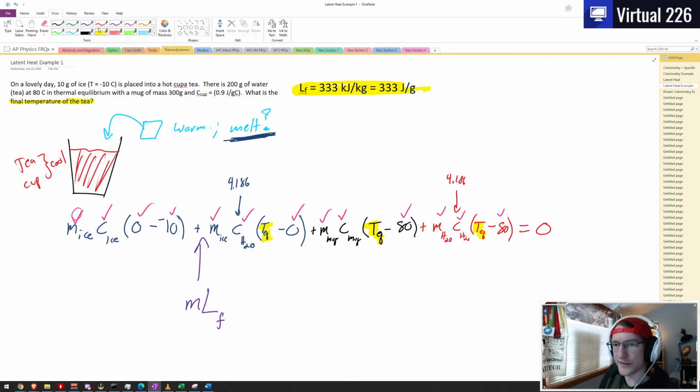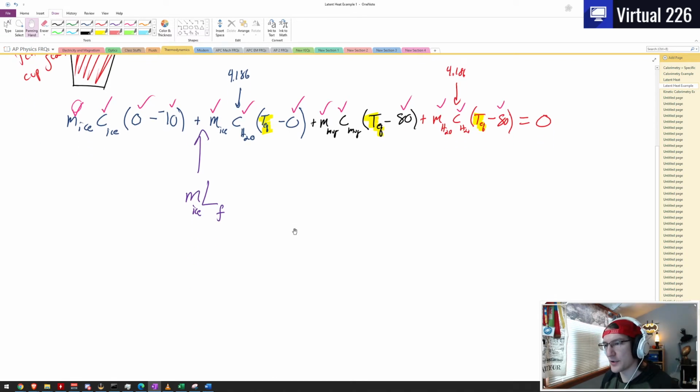So we still know the mass of this ice here. And because it is melting here, it's going to be a positive value for that latent heat. If it was freezing, it'd be negative, excuse me. But it's a positive value there. So let's put in all of our numbers here and start working this out.